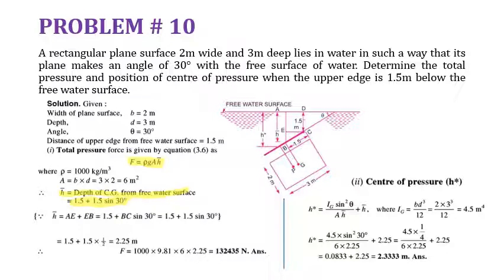So once h dash is with you, the area is 2 into 3, 6, and you can compute this force. And for center of pressure, simply use this formula where Ig will be BD cube over 12, B is 2, and D is 3, and h dash will be the same, which is 2.25 meters. So I believe now you will be able to solve it.